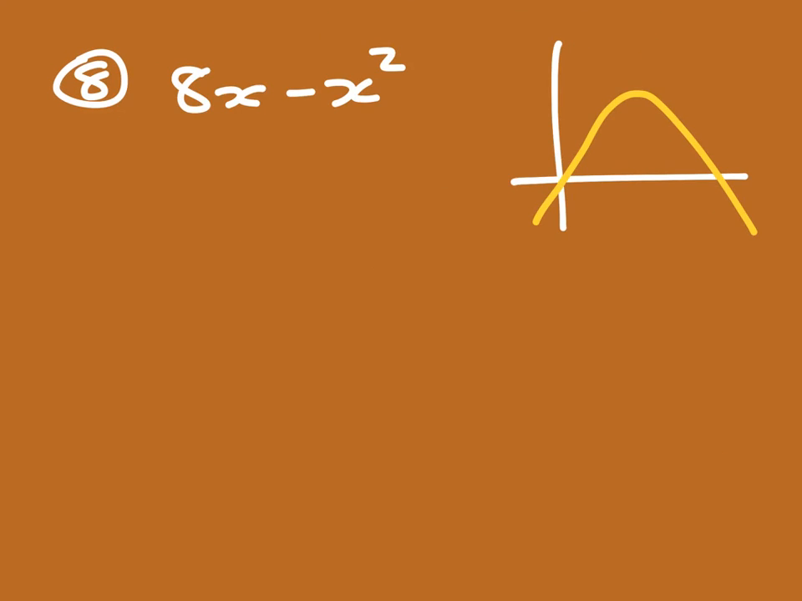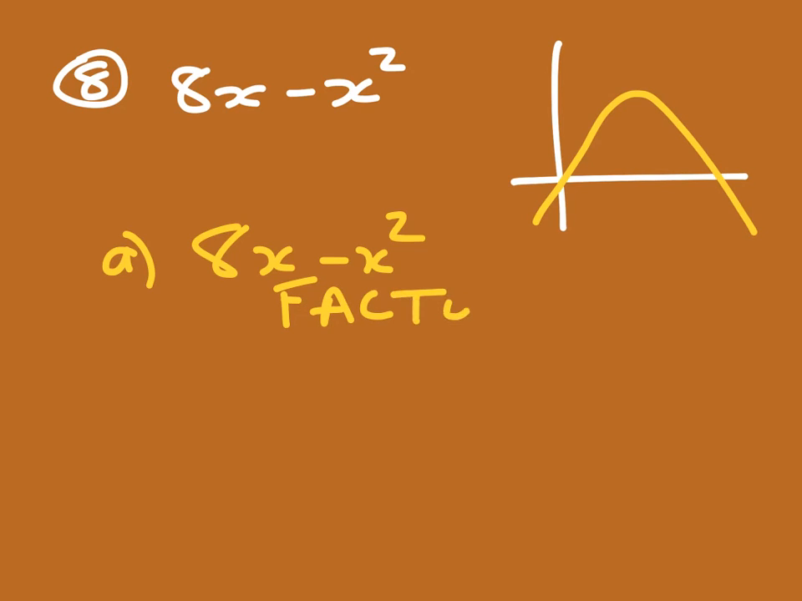Number 8, your quadratics. Okay, I've actually spelled out exactly what you need to do here, guys. So the first thing you need to do is you need to factorise. It says by factorising. So take your 8x minus x squared and factorise it. And how you're going to factorise this is you're going to look for a common factor.